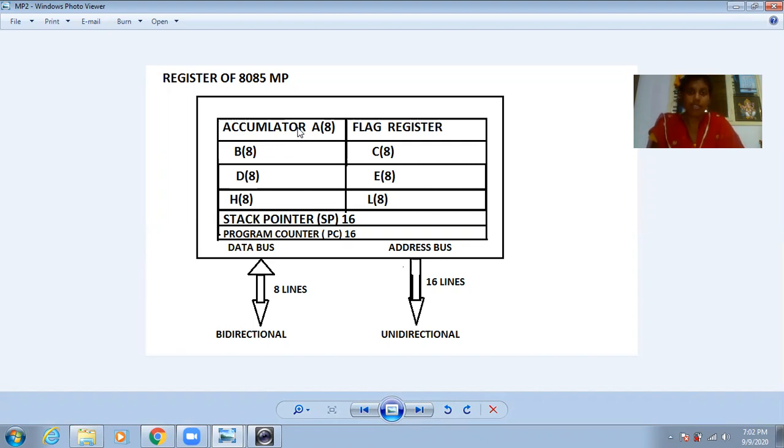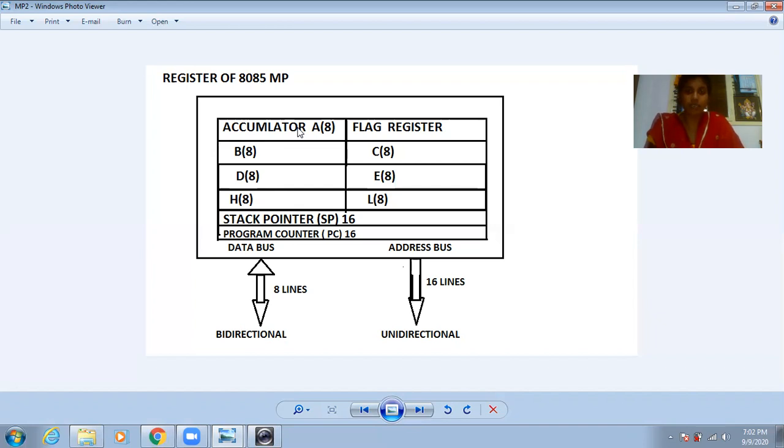Okay, so next is the flag register. What does flag register mean? It is nothing but a status register. Actually, we are going to study the flag register in depth in the next topic, but now I'll say what the flag register is. It is a status register, and here the flag value will be based on the ALU result.